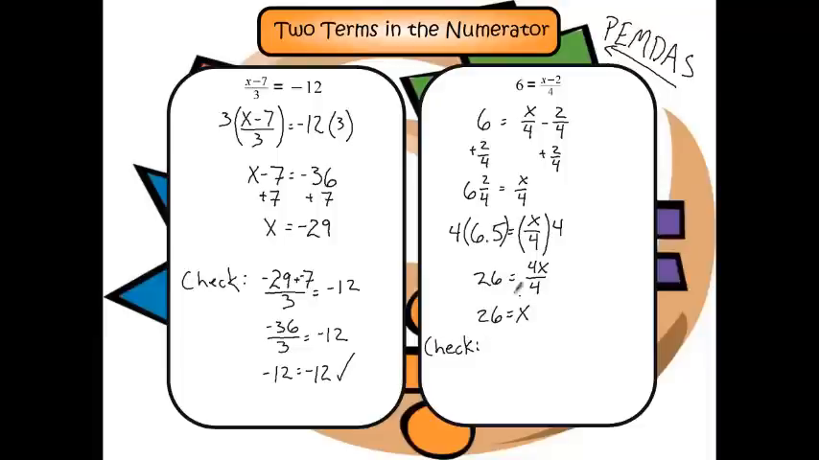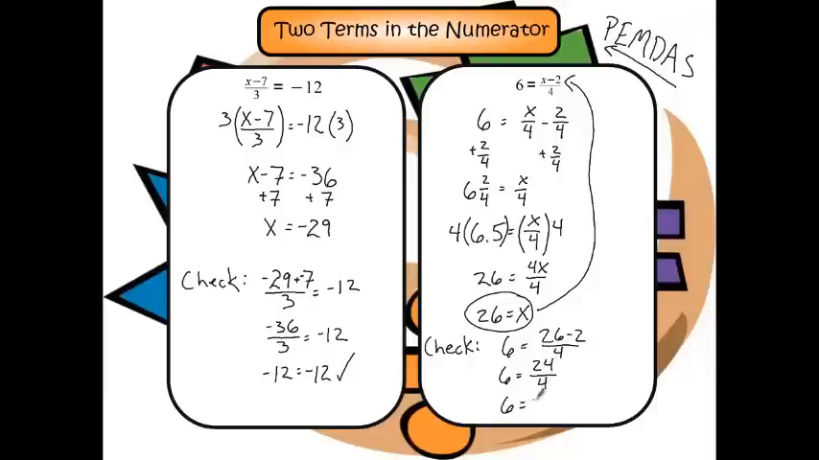I put 26 in the original equation for x, so I have 6 equals 26 minus 2 over 4. So 6 equals 24 over 4, and 24 over 4 is 6, so this checks. Now let's try doing it the way we did the first problem. So let me erase this.